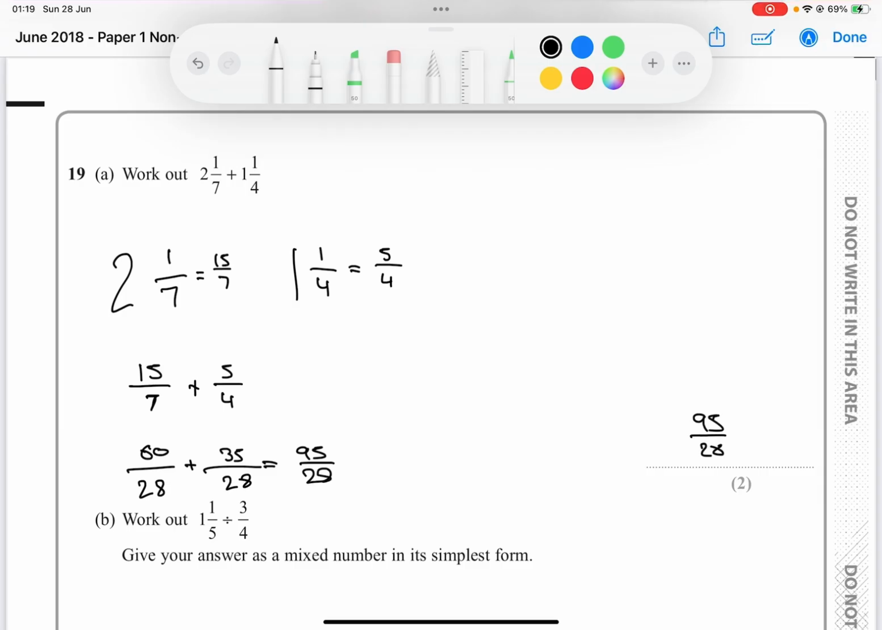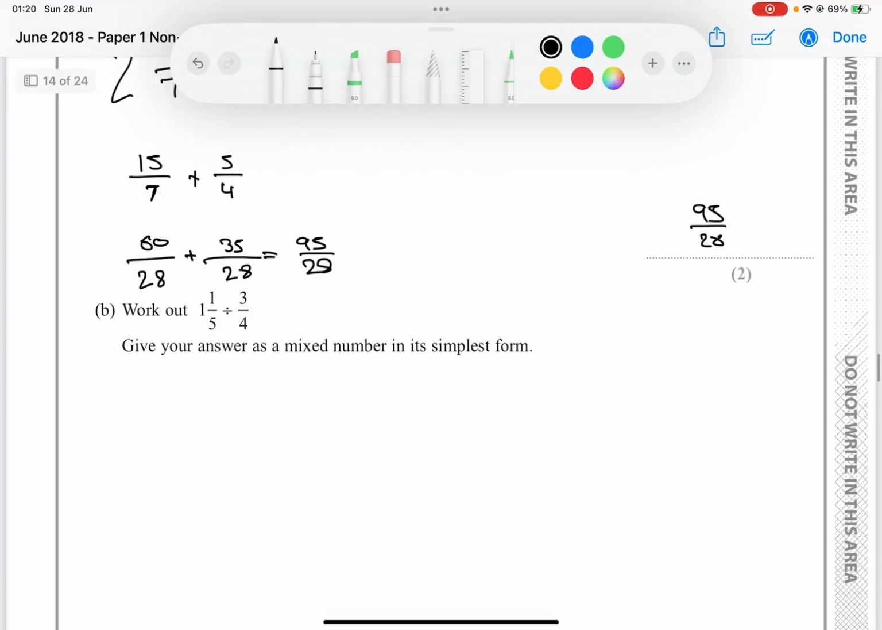95/28. It does not say anything further. It doesn't say give your answer as a mixed fraction, so I can just leave it like this, and my answer will still be correct. Or if you want, you can convert it to a mixed fraction, but it's just not necessary.